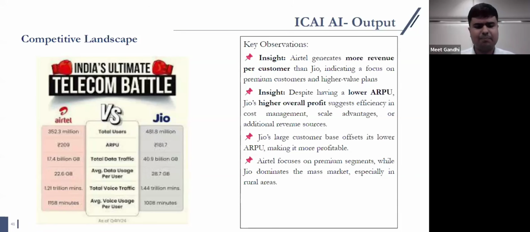Then even when we compare the average data usage per user and the average voice usage per user, we can see that Jio has a higher average data usage per user, whereas Airtel has a higher average voice usage per user. So we can see how the industry places them in the whole market. Jio is placed as a low-cost player with good data services, whereas Airtel is placed as a player with strong prepaid and postpaid services, and better telecom services. So this is how we could compare Airtel and Jio in the telecom industry.